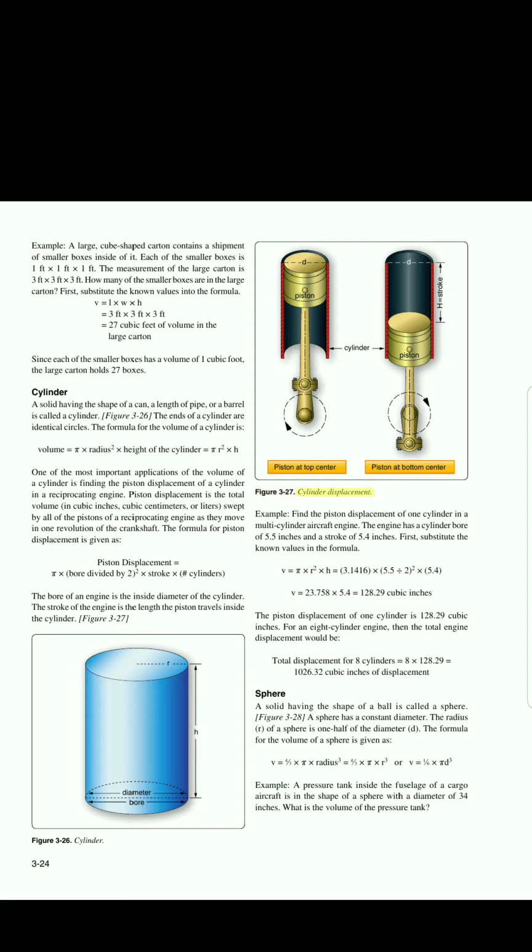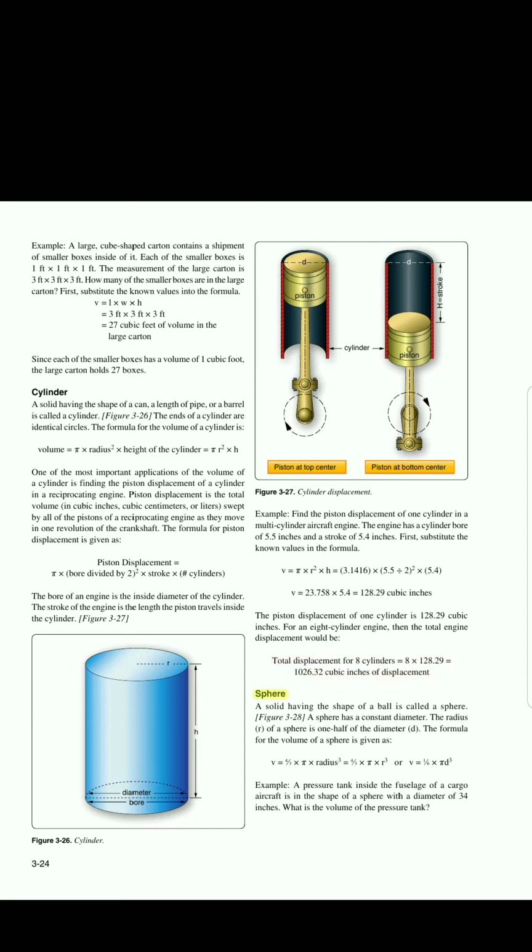Cylinder displacement. Example. Find the piston displacement of one cylinder in a multi-cylinder aircraft engine. The engine has a cylinder bore of 5.5 inches and a stroke of 5.4 inches. First, substitute the known values in the formula. V equals pi times r squared times h, equals 3.1416 times (5.5 divided by 2) squared times 5.4. V equals 23.758 times 5.4 equals 128.29 cubic inches. The piston displacement of one cylinder is 128.29 cubic inches. For an 8-cylinder engine, the total engine displacement would be 8 times 128.29, equals 1026.32 cubic inches of displacement.